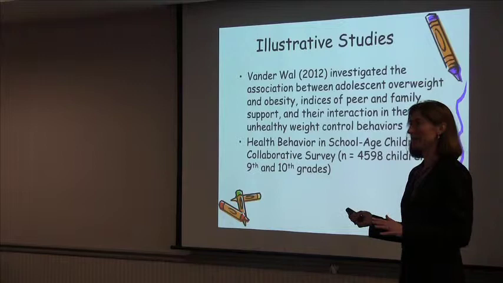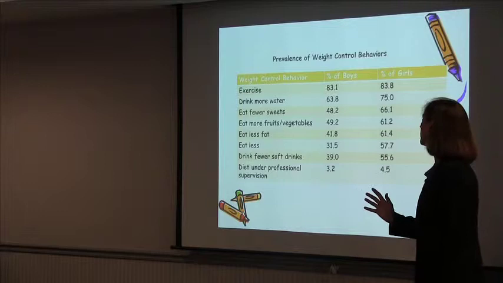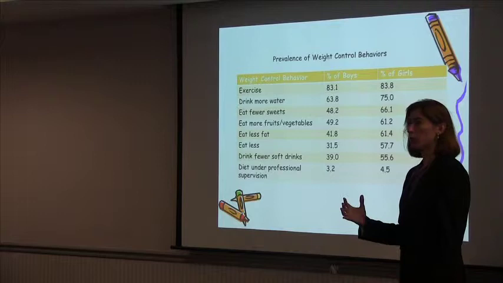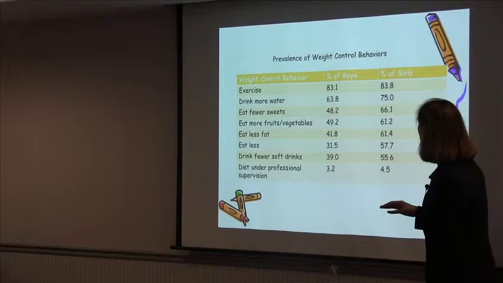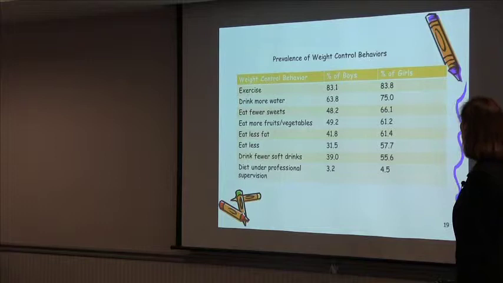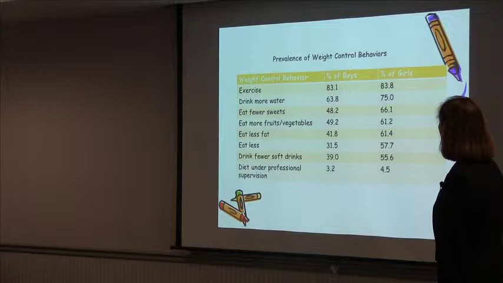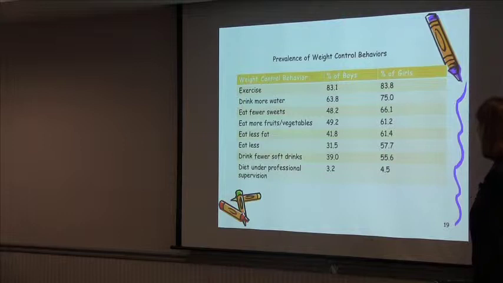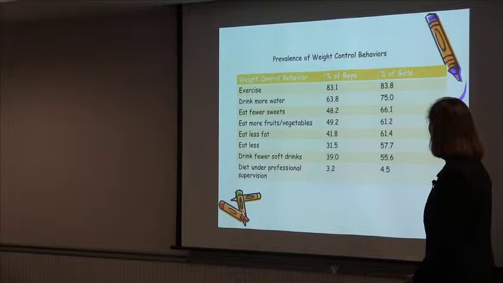So one question of interest was, what types of behaviors do the kids in the survey engage in order to control or to lose weight? And in this slide, I have the healthy, quote unquote, weight control behaviors. And we see in terms of exercise, about 83% of girls and boys drink more water, about 64% of boys, 75% of girls eat fewer sweets, about 48 and 66%, eat more fruits and vegetables, about 49% and 61%, eat less fat, 42%, 61%, eat less, about 31% and 58%, drink fewer soft drinks, 39% and 56%, that message is getting out there. And then dieting under professional supervision, about 3% of boys and between 4% and 5% of girls.